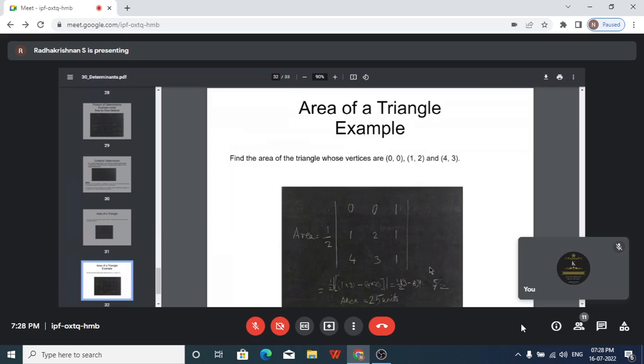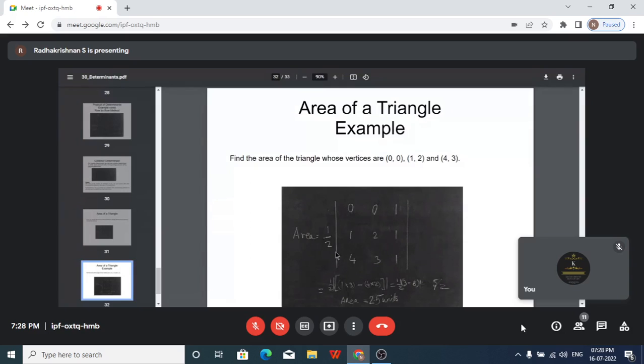Now, to evaluate this determinant, use the row method, because 0, 0 are on top. So use the row method since the first will vanish, the second will vanish. So we simply have to take 1 into the cofactor of that.